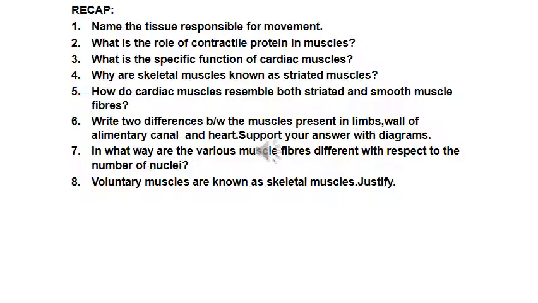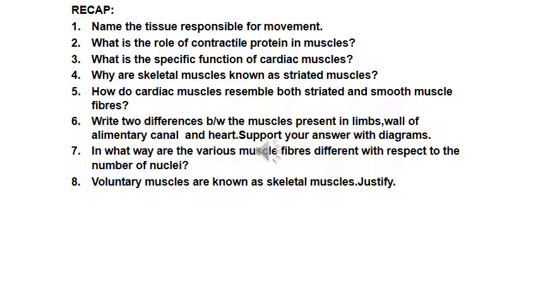How do cardiac muscles resemble both striated and smooth muscle fibers? That you can find out, what is the difference. Write two differences between the muscles present in limbs, that means they're talking about the skeletal muscles, then wall of alimentary canal, that means they're talking about the smooth muscles, and heart. That means you're supposed to write the differences. Support your answer with the diagrams. In what way are the various muscle fibers different with respect to the number of nuclei? That also is mentioned in the previous slide. Please write that in tabular form. Differences, always ensure that you write in tabular form.